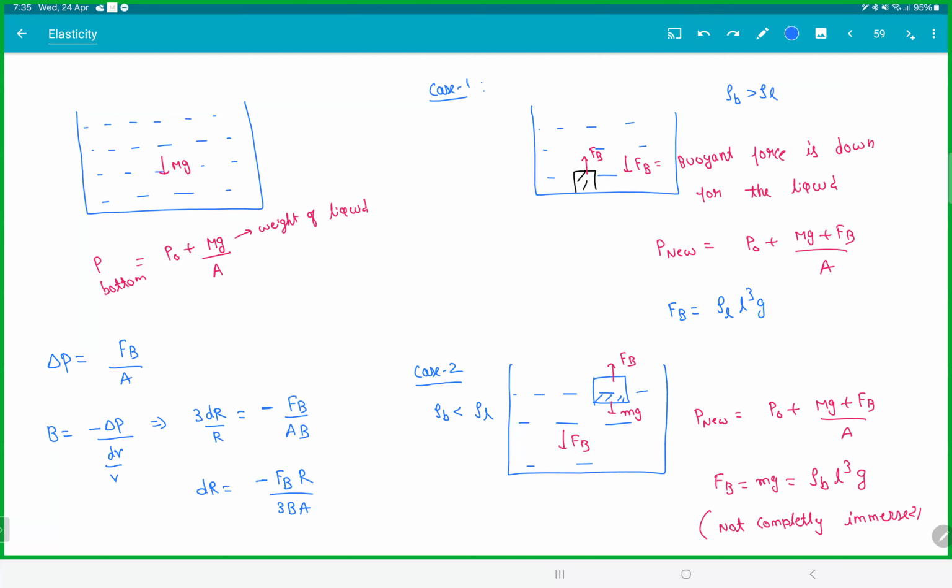In the first case, because the body is completely sunk inside, the buoyant force is the weight of the liquid displaced. In the second case, the body is partially floating, so the buoyant force will be nothing but the weight of the block, which is rho b into L cube into g. So in both the cases, you have a different buoyant force. But is everyone getting why the pressure is increasing? Since the block is pushed up by the buoyant force, by Newton's third law, that same force should push the liquid down. So the liquid will feel the total force has become mg plus FB. It's a good way to do it. Please have a look at this.